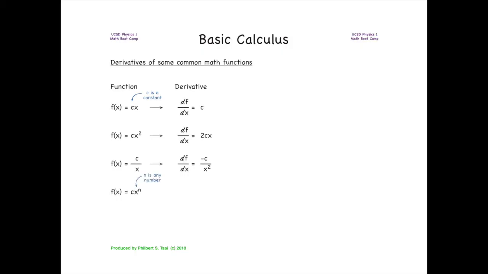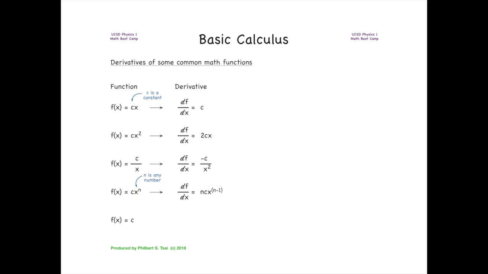Generalizing this process for a function cx to the n, where n is any number, we simply bring that number down and reduce that exponent by 1 to give us that the derivative of cx to the n is n times cx to the n minus 1.